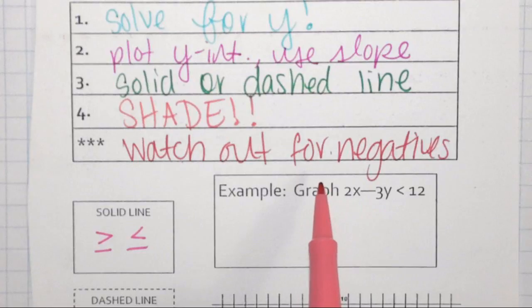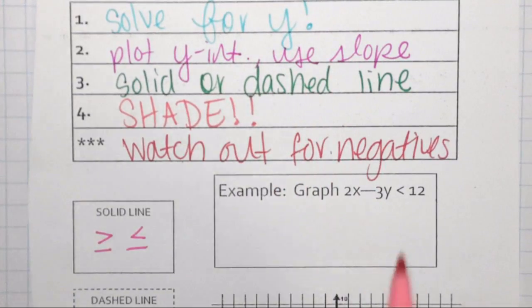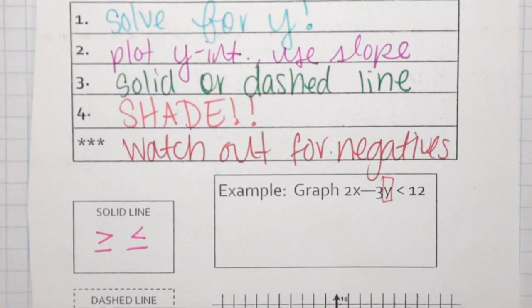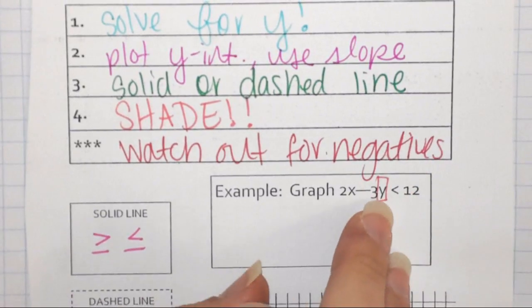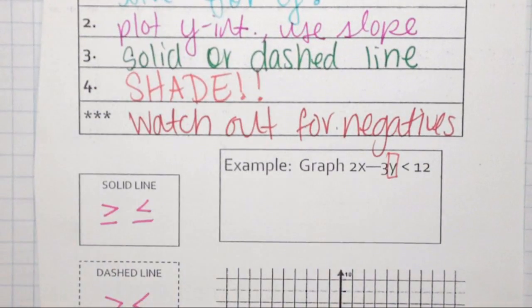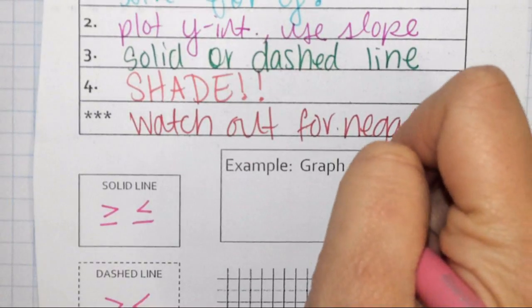What is our first step? Solve for y. Okay, everybody put a box around y. That is our force field, and we cannot do anything to y or the 3 until it's completely by itself. So what do we need to move first? 2x. Okay, so let's subtract the 2x.